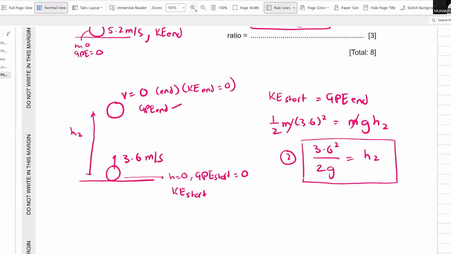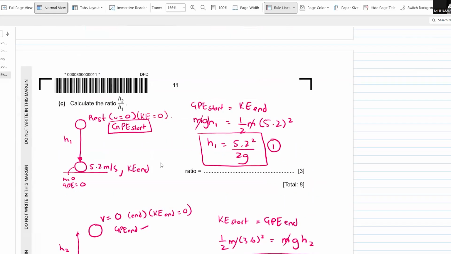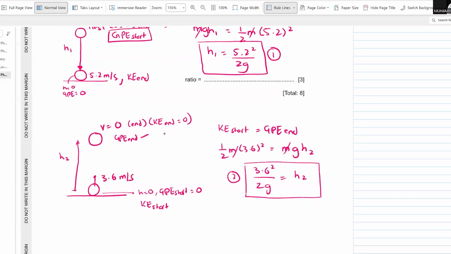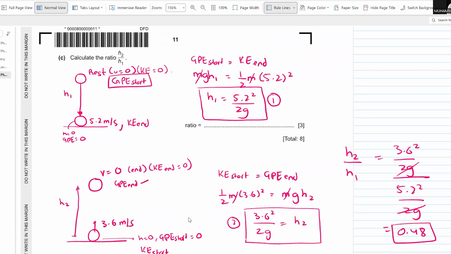The first equation has come, the second equation has also come. Now what do we have to do? We have to calculate the ratio H2/H1. What is H2? 3.6 square divided by 2g. What is H1? 5.2 square divided by 2g. Cancel, cancel. H2/H1 comes out to be 0.48 as your answer. Simple, nothing complicated here. You can take a screenshot of this working if you want. This is how you will solve this question.